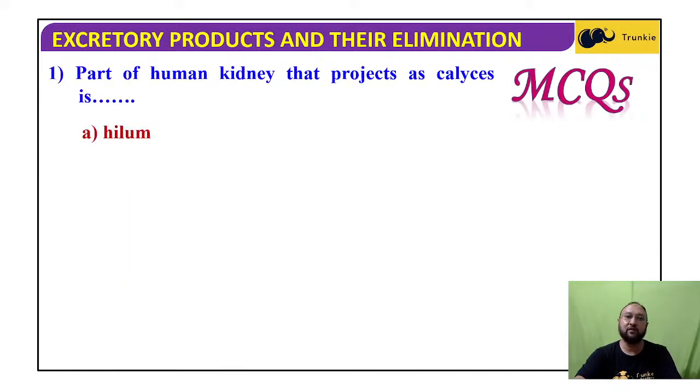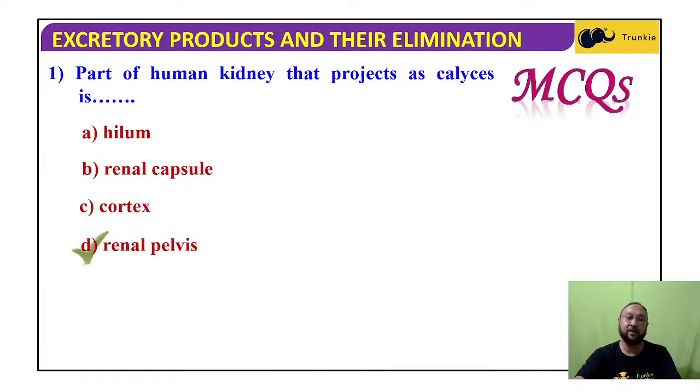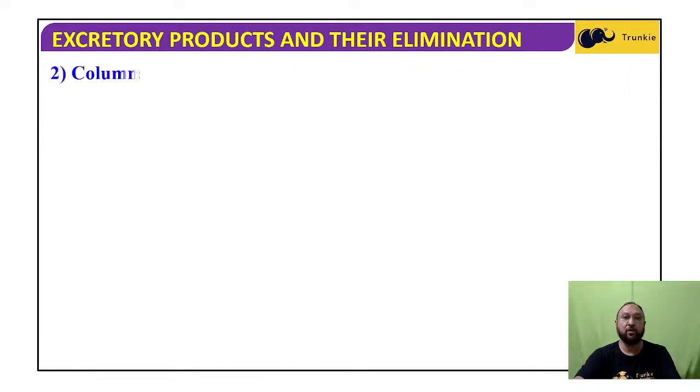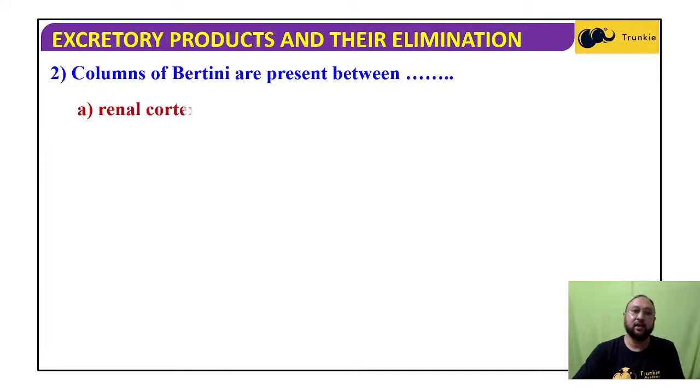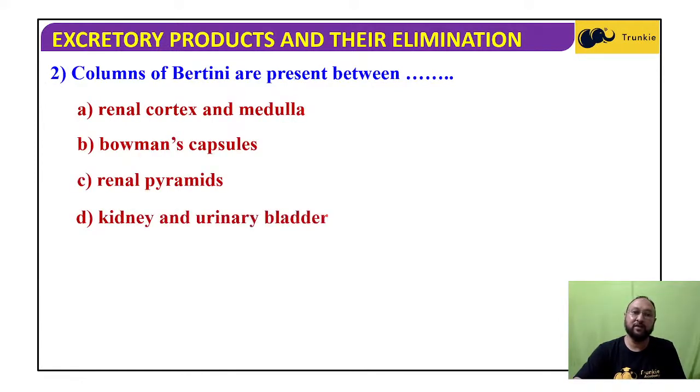Okay, which part of the human kidney produces catecholamines: is it the hilum, the renal capsule, the cortex, or the renal pelvis? The renal pelvis. Now, the columns of Bertini are present between the renal cortex and medulla, or Bowman's capsules, or renal pyramids, or kidney and bladder. It is the renal pyramids.